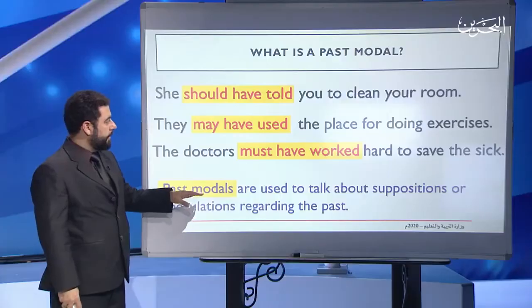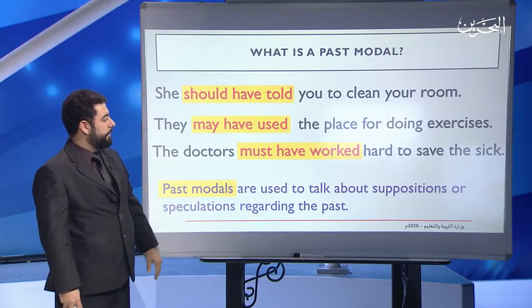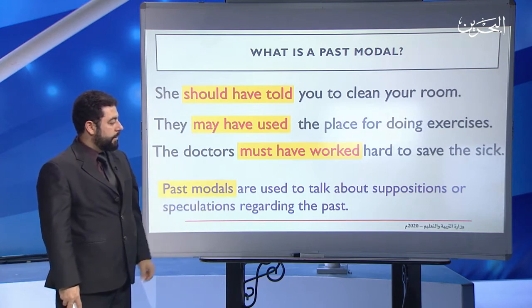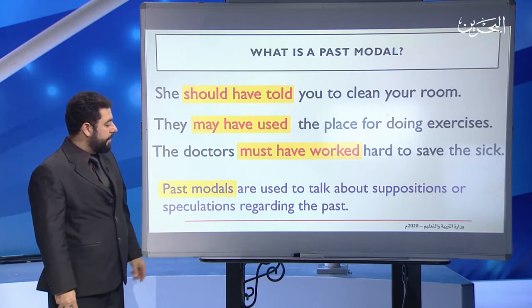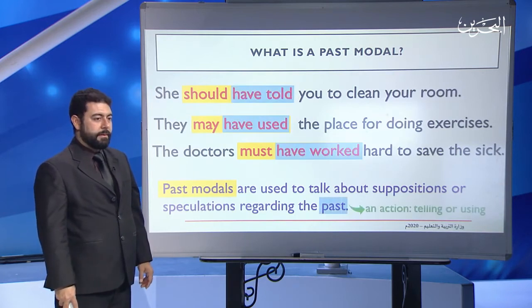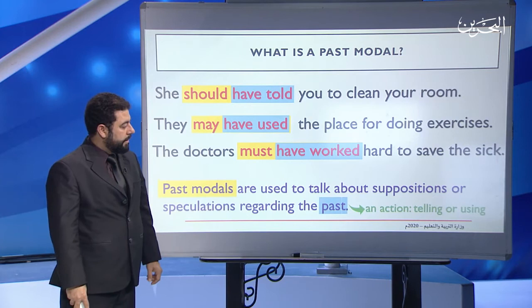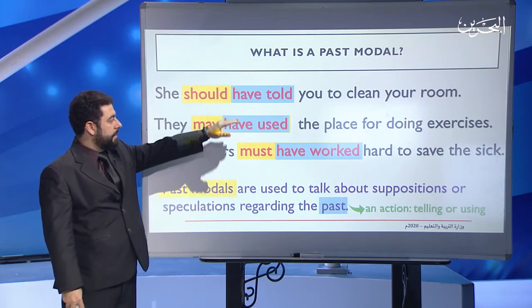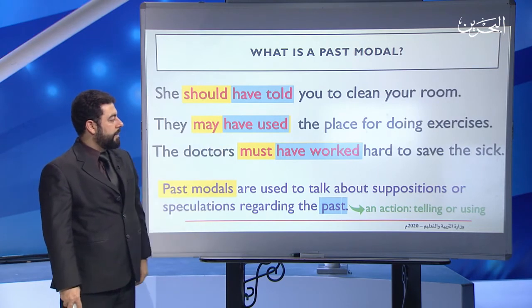So, past modals like should have told, may have used, must have worked are used to talk about suppositions or speculations regarding the past. A past, something like telling or using. You will find them in each sentence. Have told, have used, have worked.